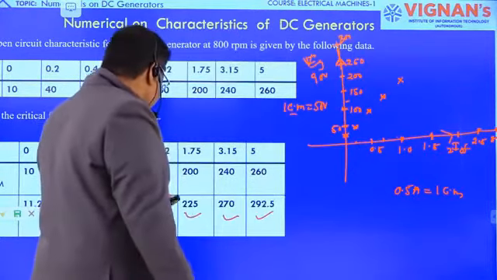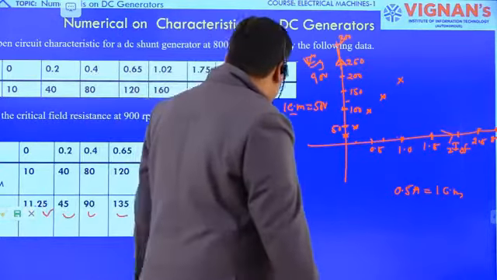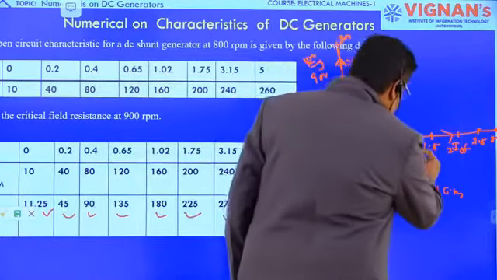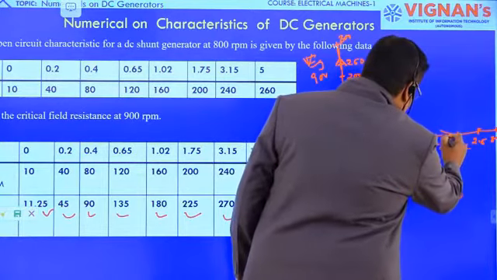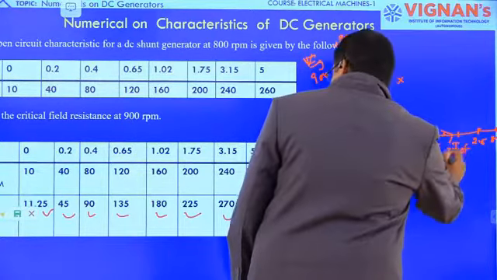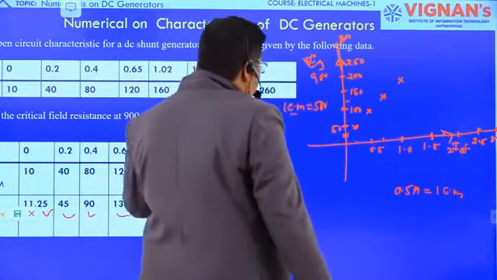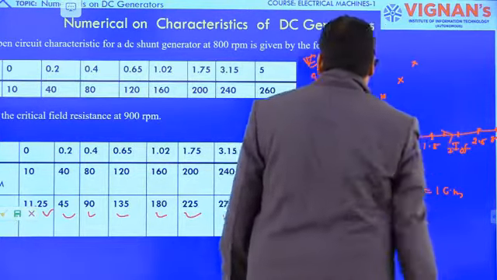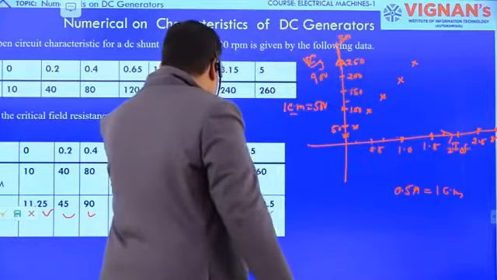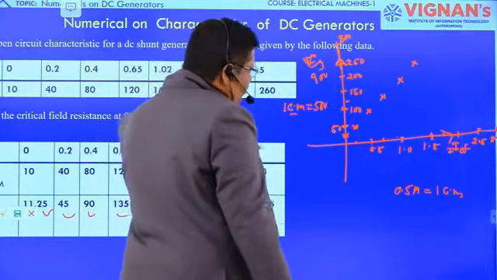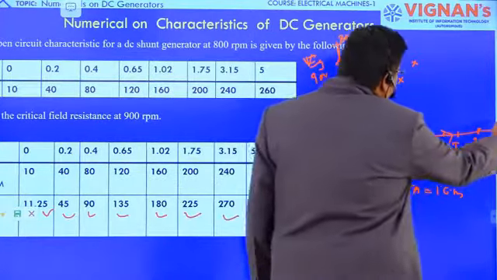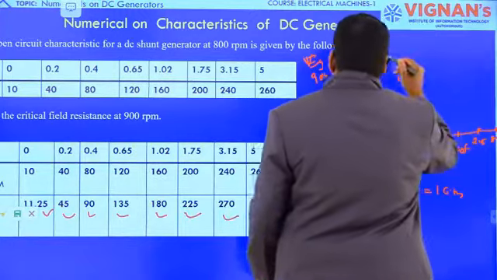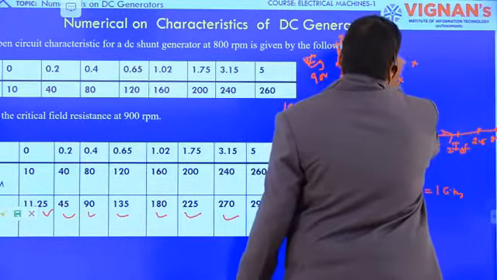Next, 1.75 gives us 225. This is 1.5, this is 1.75, so how much voltage are we getting here? 225. We get one more point here, 225. And at 3.15, we are getting 270. 3.15 means we are getting 270 here, so almost all the points are obtained.